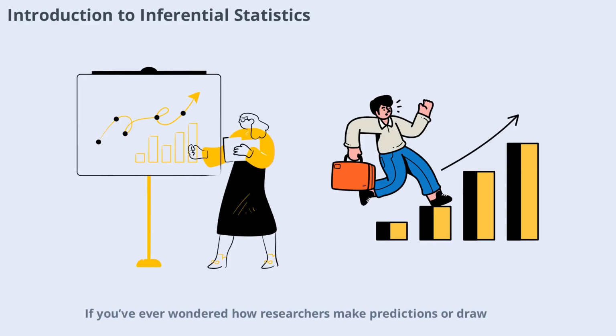If you've ever wondered how researchers make predictions or draw conclusions about a large group based on a small sample, you're in the right place. Inferential statistics is the branch of statistics that helps us move beyond mere data description. Instead of just summarizing what we see, it empowers us to make educated guesses and test hypotheses about populations. Throughout this video, we'll break down the core concepts, walk through practical examples, and help you understand why inferential statistics is so essential in research, business, and everyday decision-making.